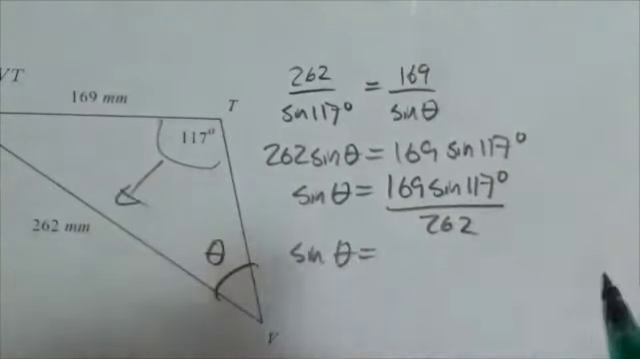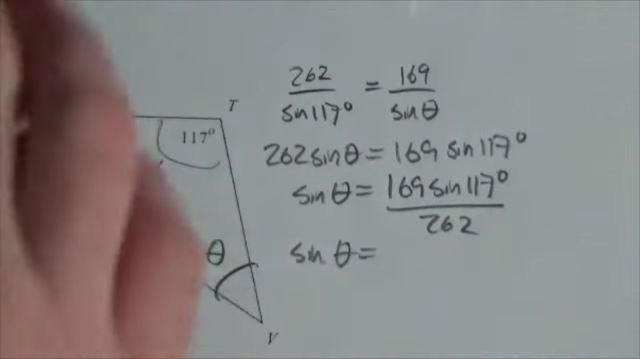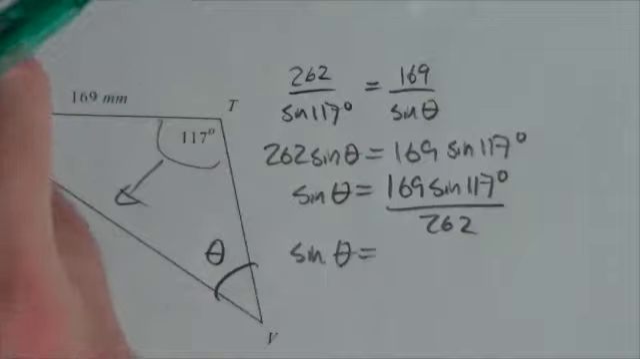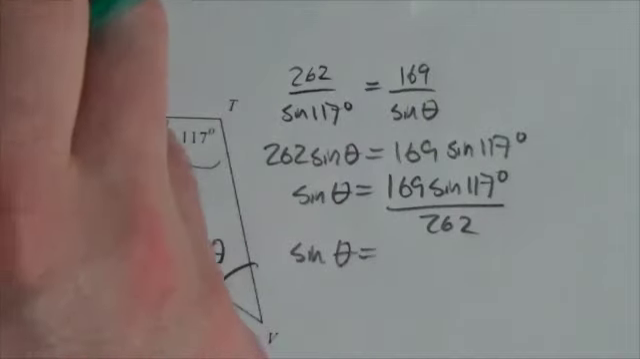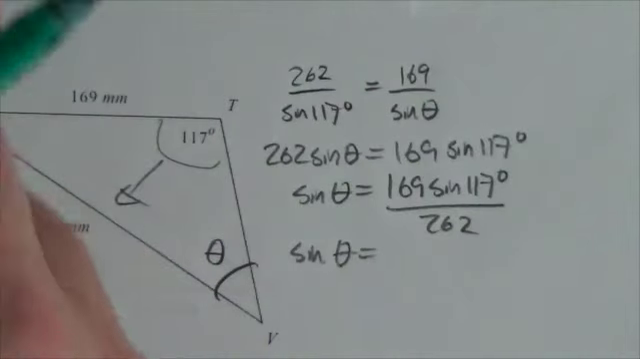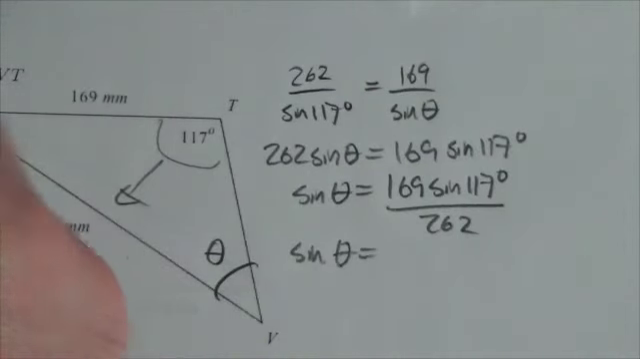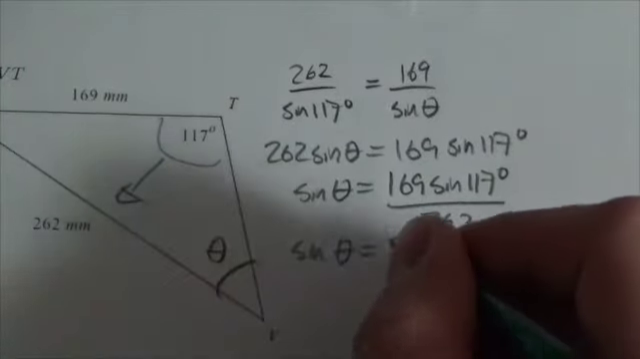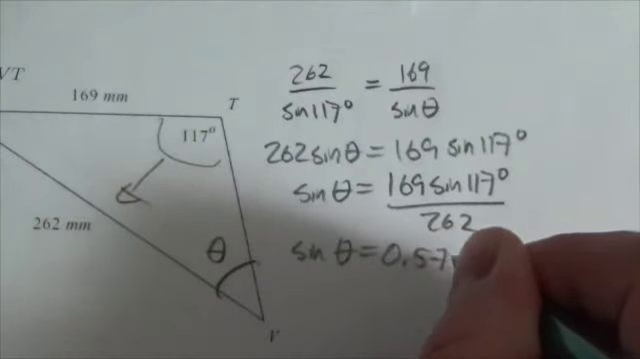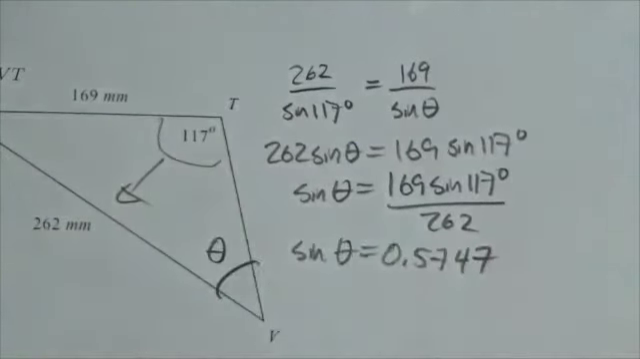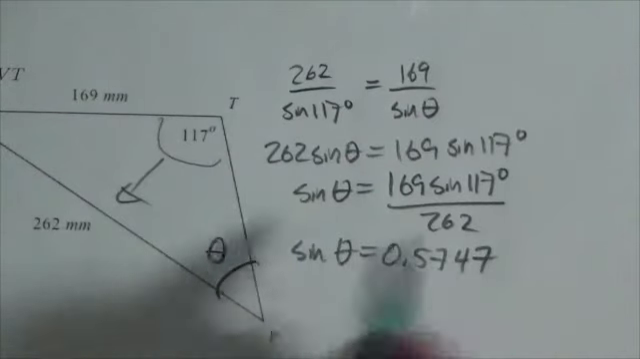Okay, and now let's evaluate that. Let's get a decimal going here. 169 times the sine of 117 divided by 262, and that is equal to approximately 0.5747. Okay, good. Now we have to answer this question.